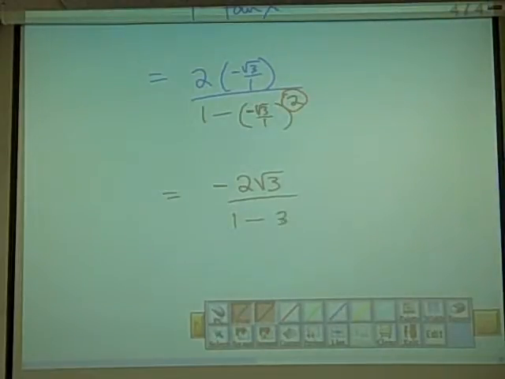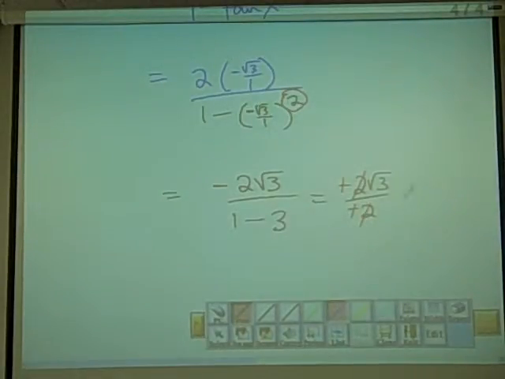3. So you end up with 1 minus 3. And so we get a negative 2 square root 3 over a negative 2. And of course the negatives cancel, and the 2s cancel, and we end up with just square root 3 for an answer. And we're done with that problem.